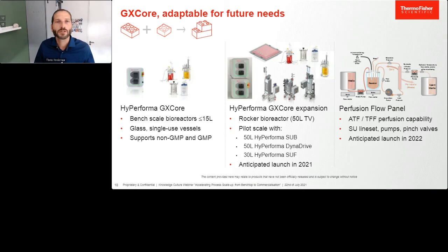The high-performance GX Core bioprocess controller is built based on a building block approach, as just mentioned, meeting the basic needs for running a process. As you develop your process over time, expansion modules will be available to facilitate those new needs. On the left of the slide, you see the GX Core controller, which is ideal for bench scale bioreactors, glass or single-use, up to 15 liter. This is a perfect system to start your scale-up journey.